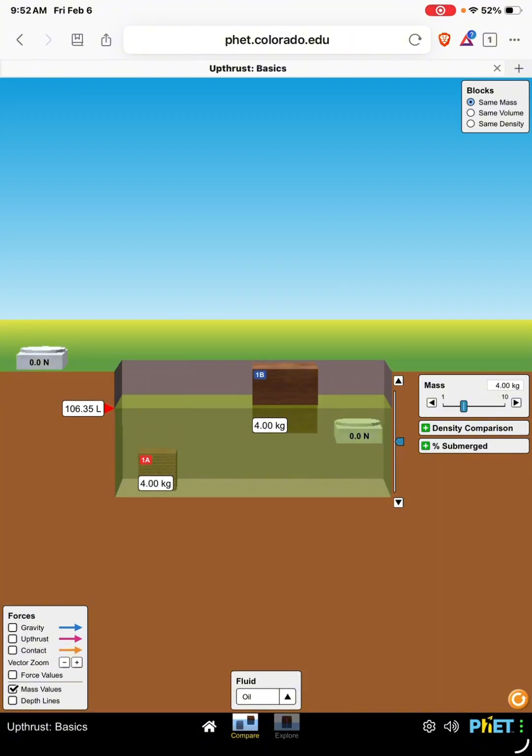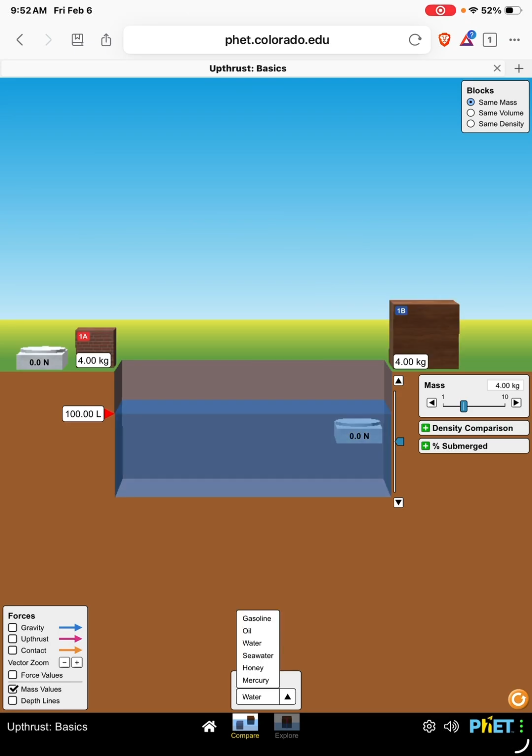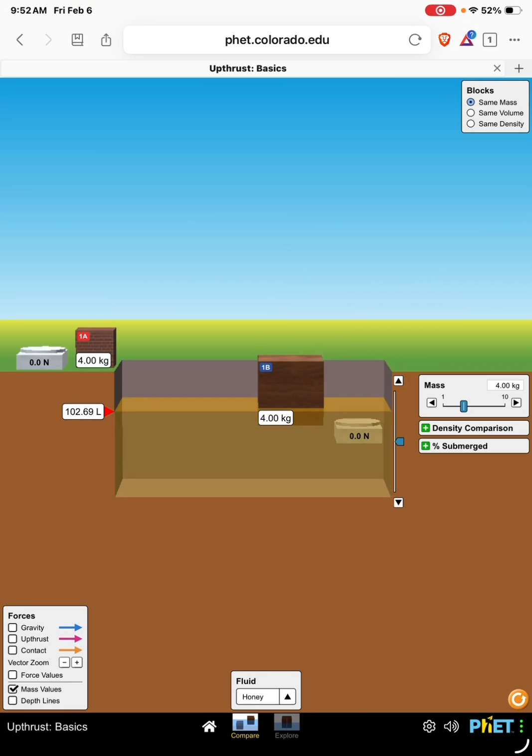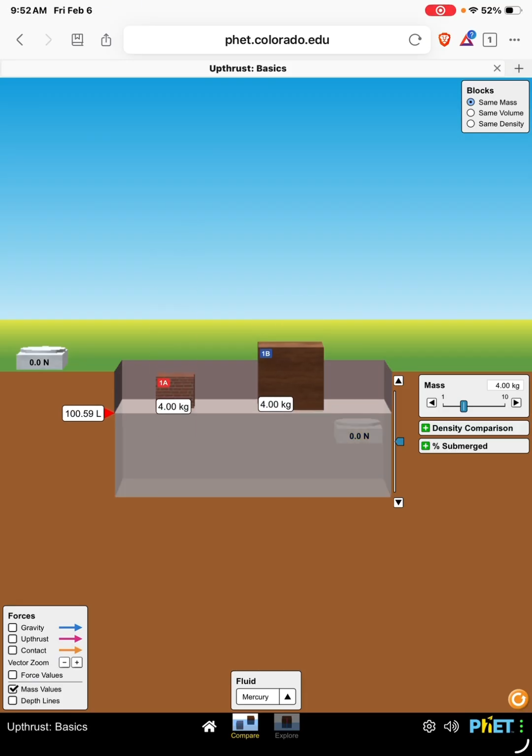Now let's do something different. Let's do honey. Floats, sinks. And now let's do something extreme. Let's do mercury. You see how even the brick floats in mercury. The reason is that mercury is one of the densest, I think it's the densest liquid in nature.